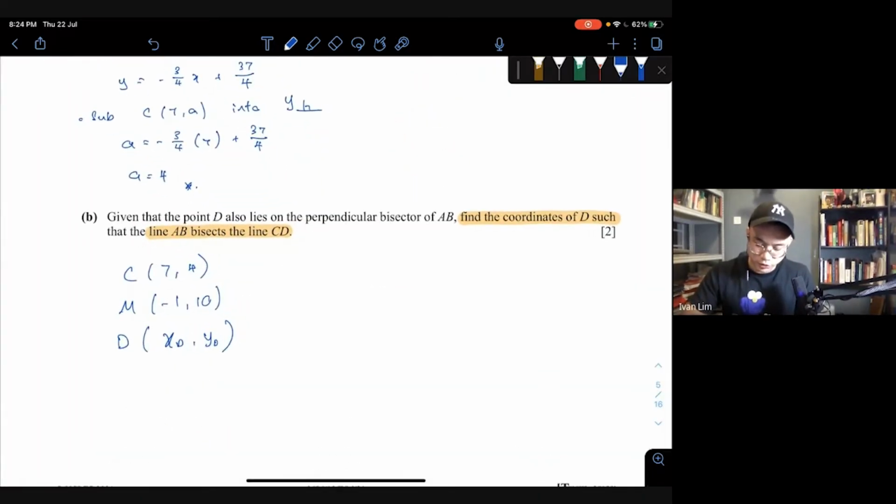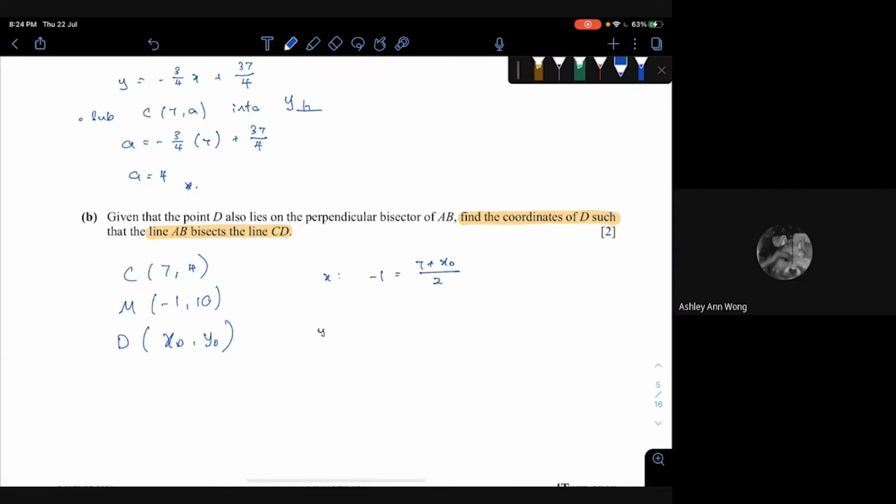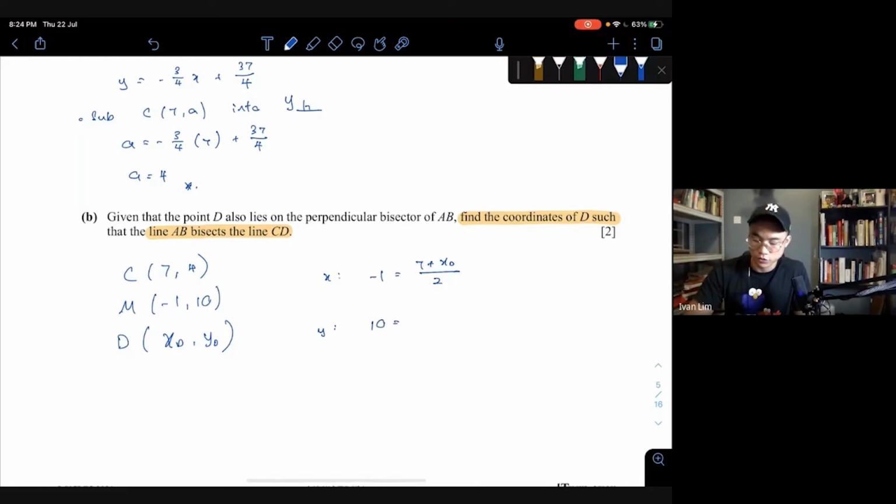We know the formula is midpoint equals x1 plus x2 divided by 2. So we can write it like that: for x, -1 equals (7 plus x_D) over 2. This is for your x, this is for your y. Then 10 equals (4 plus y_D) over 2. Go and calculate it. You get x_D equals -9, y_D equals 16. Therefore, your coordinates will be (-9, 16).